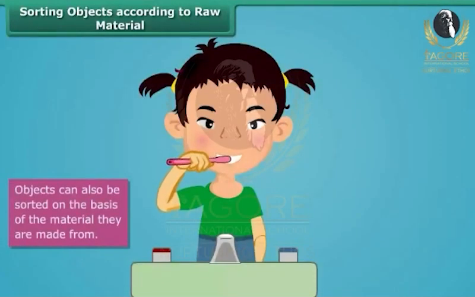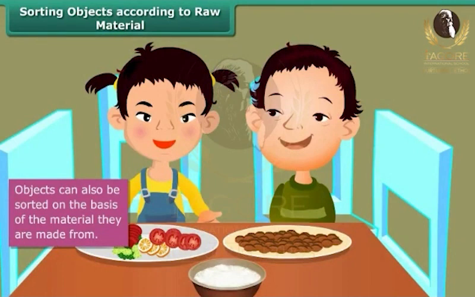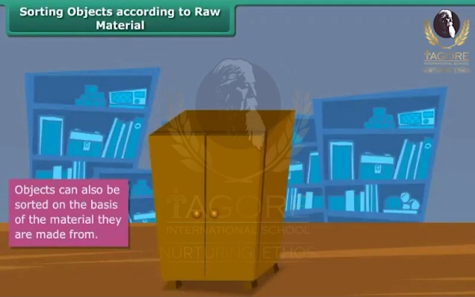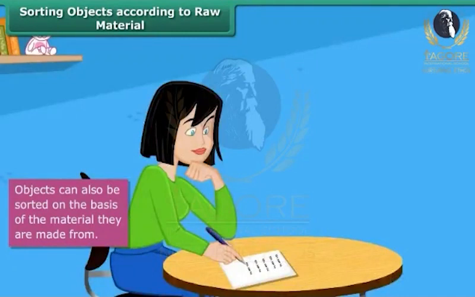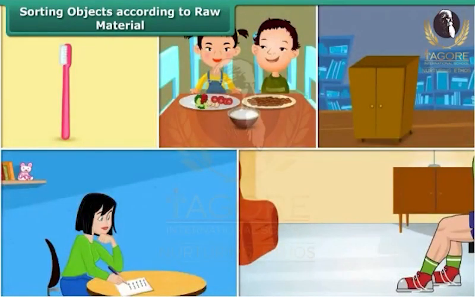The first object you use as soon as you wake up is your toothbrush. Have you ever wondered what it is made up of? It is made up of plastic. The plate you have your breakfast in is made of melamine or stainless steel. The cupboard you keep your books or clothes in is made of iron or wood. The books that you read are made of paper. The shoes you wear are made of leather, canvas, or resin. Thus, all the objects that we use in our day-to-day life can be classified on the basis of the raw materials used in making them.